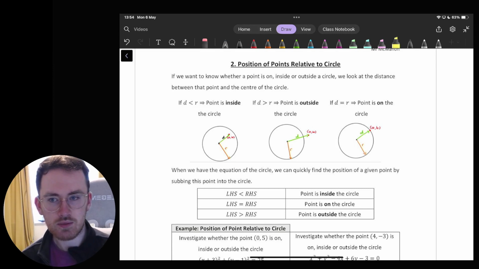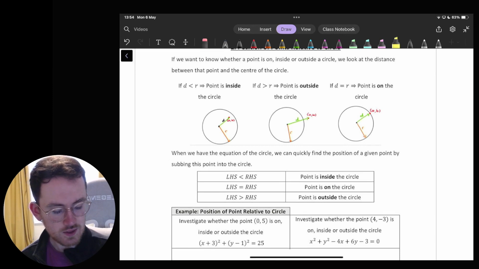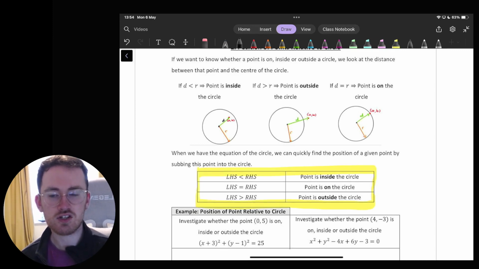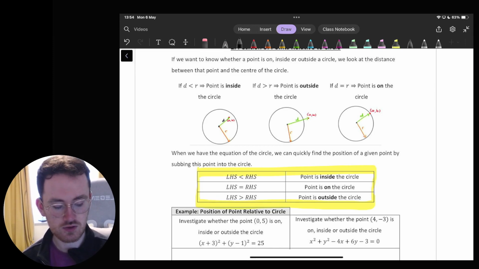So if I sub my point into the equation, in either format of the circle, and end up with a result that is less than the right hand side, which could be the radius squared, which could be 0, that's going to show that my point must be inside the circle. Similarly, if I end up with a result that's bigger than the right hand side, then my point must be outside the circle. So this table in the center here is your key point for this section, for looking at where a point is relative to the circle. And it's all coming back to the distance between those points and the center of my circle. That's what it all comes back down to.